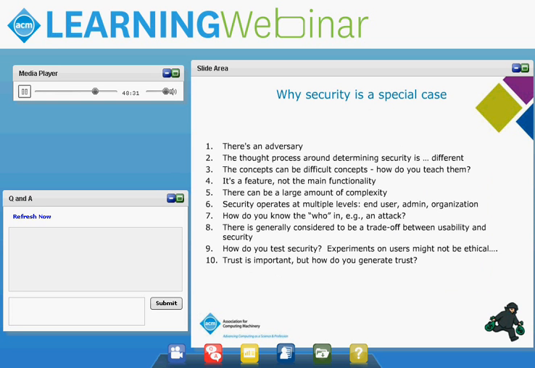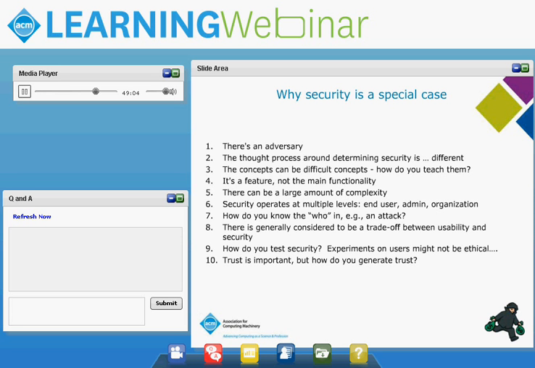The concepts that we deal with can be very difficult concepts. The question becomes, how can you teach them? To use an example, there's a paper called Why Johnny Can't Encrypt. That paper is over 10 years old now, and I think it's still relevant today. People still cannot really do good encryption. If they want to send email, they can't encrypt it. They don't know how. The notion of a public key and a private key does not intuitively make sense to someone. What is a public key? If it's public, there's no key to it. Security is often a feature. It's not the main functionality, and so it doesn't really get the same level of importance.